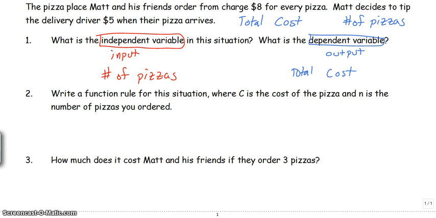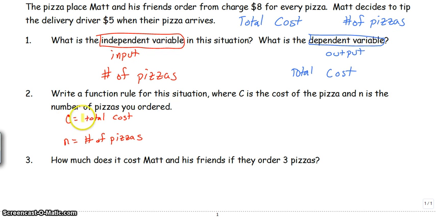The next thing they ask us to do here is to write a function rule for the situation. They tell us that C is the cost of pizzas and N is the number of pizzas that we ordered. So we define our variables. C is total cost. N is the number of pizzas. And we look at the problem to tell us what we can write as our function rule.